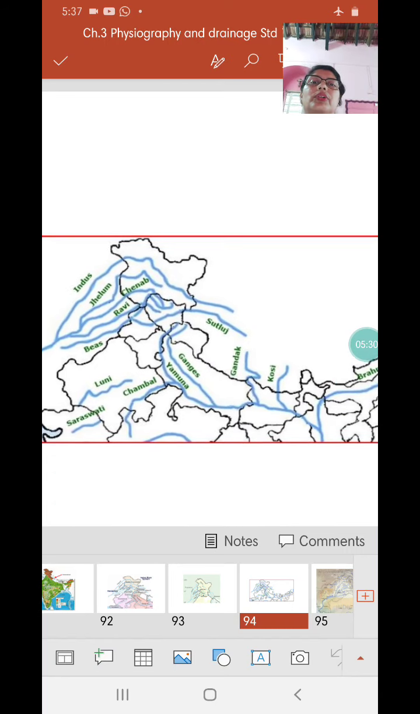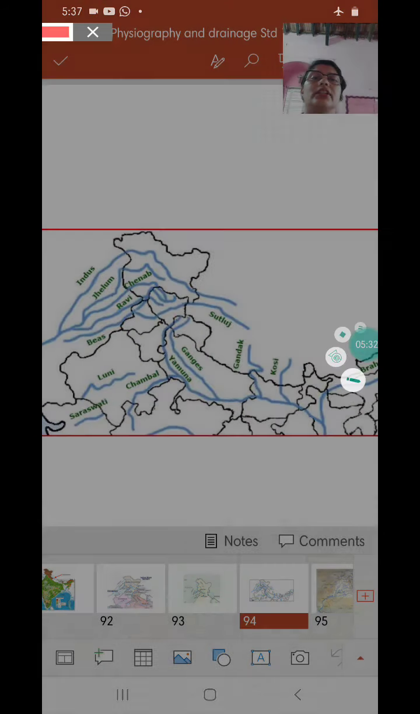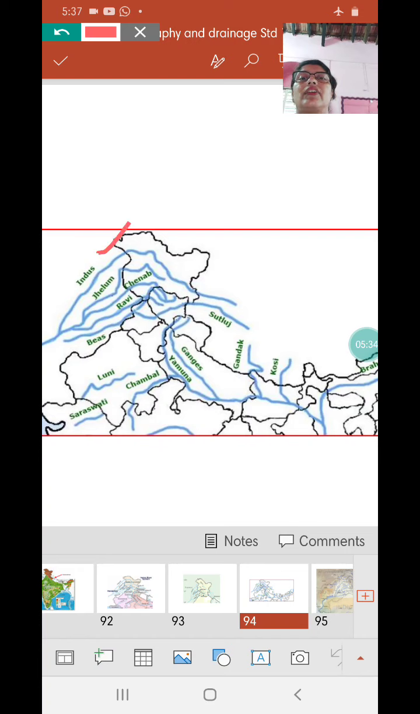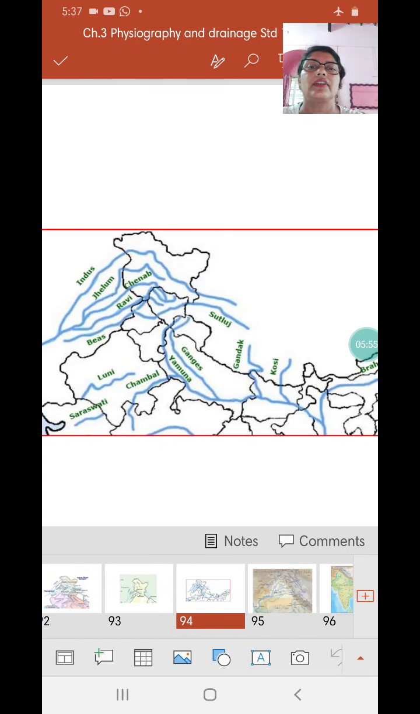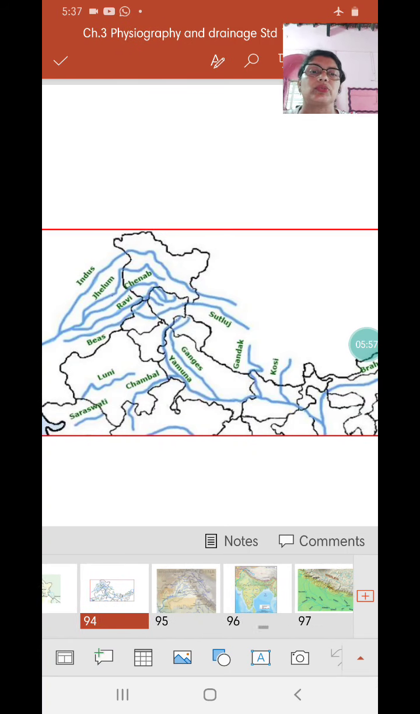So what you get to see here once again are all the tributaries of river Indus. This is our river Indus, which is flowing through Jammu and Kashmir. If you look at the way it flows, initially it flows westward, then it goes northward, and then it goes a little southward and westward, and then it enters into Pakistan. So that's about the river Indus and its tributaries.